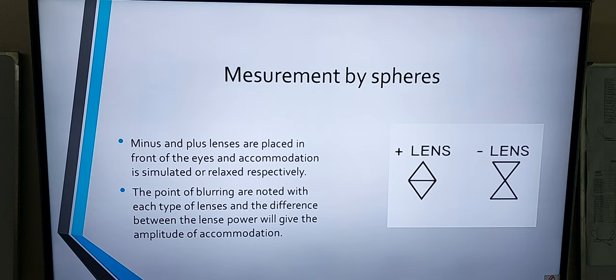The third method is measurement by spheres. The minus and plus lenses are placed in front of the eye of the patient, and the accommodation is simulated or relaxed respectively. Suppose the patient is focusing with minus 3 diopters, and blurring then occurs with plus 2.5 diopters. So the accommodative reserve will be 5.5 diopters. The difference between the plus and minus spheres at which the near point of accommodation is achieved gives us the amplitude of accommodation.